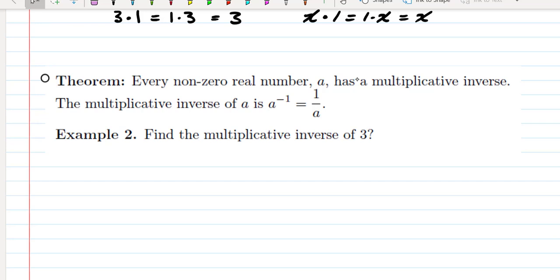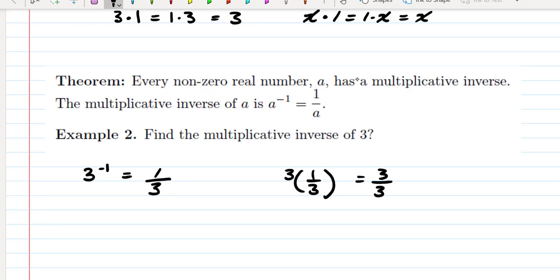So for example, what is the multiplicative inverse of the number 3? Well, 3 inverse would be 3 to the negative 1, but if you have a negative exponent, you move it from the numerator to the denominator and you get 1/3. So we'll notice, what is 3 times 1/3? Well, that would be 3/3, and 3/3 reduces to 1, and that's our multiplicative identity.